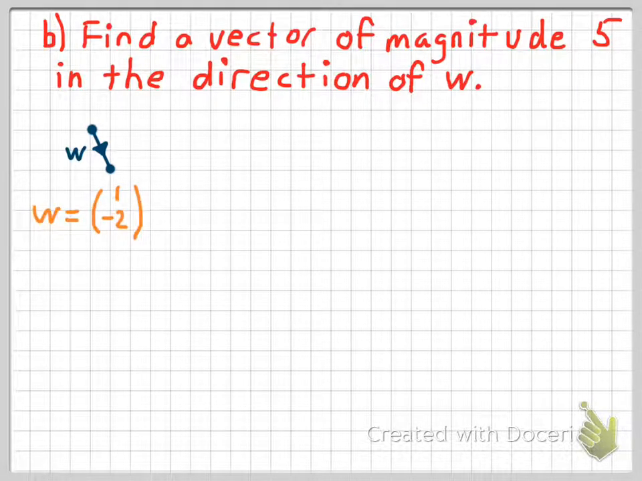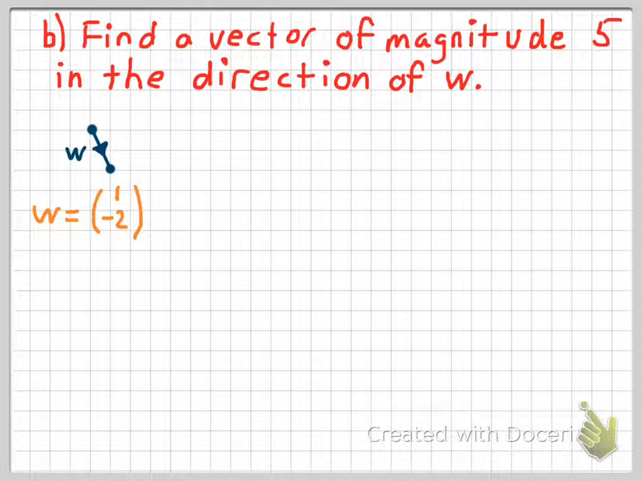Now, listen to my thought process here. You already know how to take this vector and whittle it down so that it's got a magnitude of 1, so that it's a unit vector in the same direction. Well, if you can make a magnitude of 1, you can make a magnitude of anything you want to. If I want to make a magnitude of 5, all I have to do is multiply something that has a magnitude of 1 by 5, don't I?